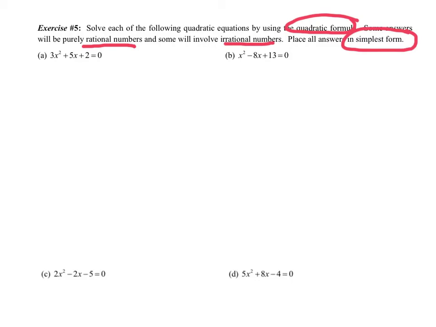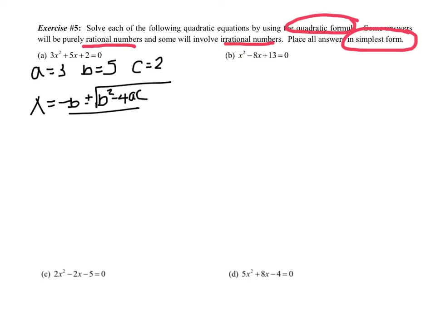All right, so let's just identify our A, B, and C. I'm going to say A equals 3, B equals 5, and C equals 2. All right, let's jot her down. X equals negative b plus or minus the square root of b squared minus 4ac divided by 2a. Okay, we're going to carefully plug them in. X equals, take my b and make it negative. Negative 5 plus or minus the square root. Lots of parentheses when we substitute in.